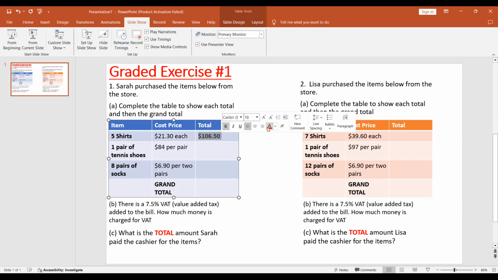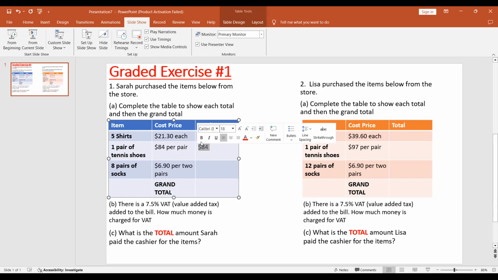Anyone else? Good. And then we have 1 pair of tennis shoes at $84. We're gonna put $84, because it's only 1, so it's 1 times 84. And 4 pairs of socks at $6.90, which y'all got $27.60. So we multiply 4 by $6.90, which is gonna give us what?